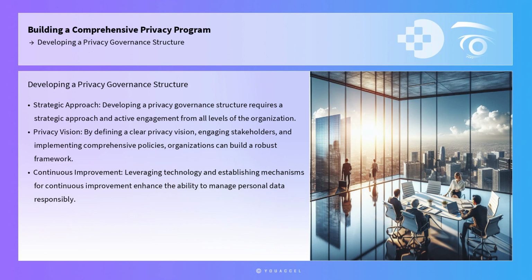In conclusion, developing a privacy governance structure is a multifaceted process that requires a strategic approach and active engagement from all levels of the organization. By defining a clear privacy vision, engaging stakeholders, and implementing comprehensive policies and procedures, organizations can build a robust privacy governance framework. Regular risk assessments, training programs, and audits ensure that the privacy program remains effective and compliant.